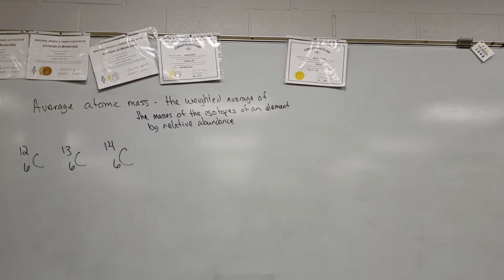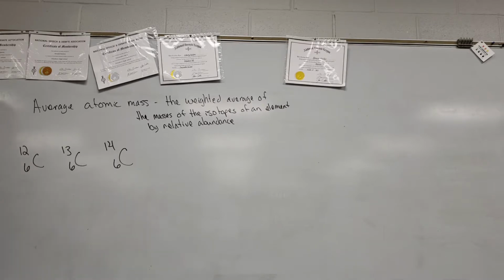It's the weighted average of the masses of the isotopes of an element by relative abundance. What does abundance mean? How many? Like how much there is. Yeah, okay, sure. So which isotope of carbon did I say was the most abundant? Carbon 12, because it decomposes back to 12. Yeah. Carbon 12 is the most abundant. Okay, so it's going to make sense that our average atomic mass would be close to 12, right?